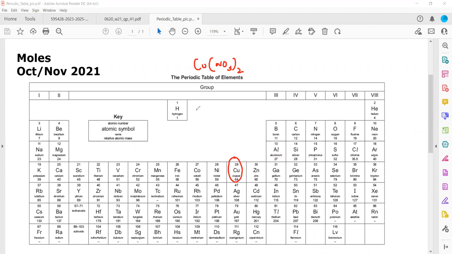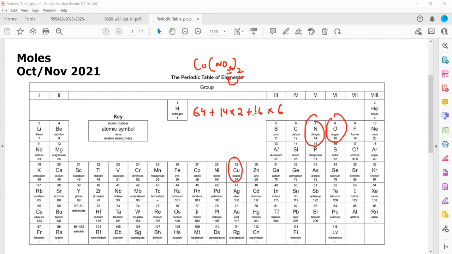64. So copper is 64, plus it has nitrogen. What is the mass of nitrogen? 14. And because this 2 is there, it is multiplied by 2, so a total of 2 nitrogen. And what is the mass of oxygen? It is 16. But how many oxygen atoms are there? 6. 3 multiplied by 2, because this is 3 and this one is 2. So 3 multiplied by 2, that's 6.